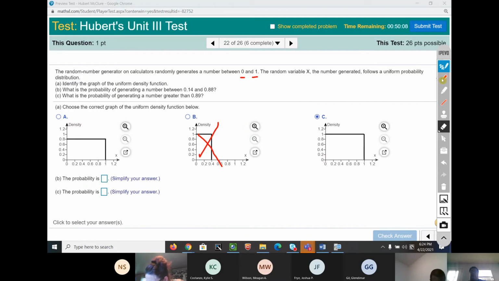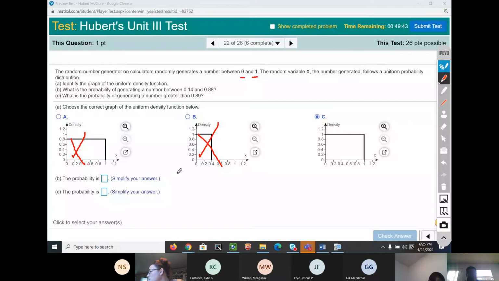So what are you looking for when you do this problem on the test? If they say from 0 to 1, you're looking for a base of 0 to 1, which this one is not. And then if the area under the curve is 1, then the height has got to be equal to 1, and this one is equal to 0.8. So it's not Alpha, and it's not Bravo, it's Charlie.